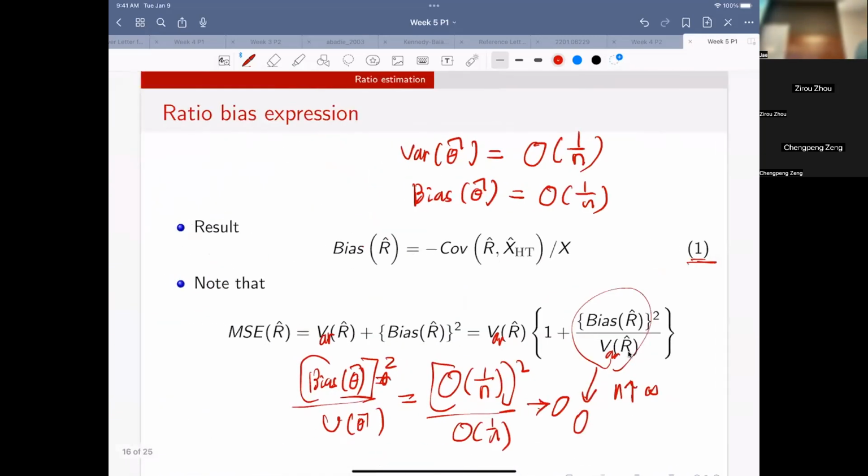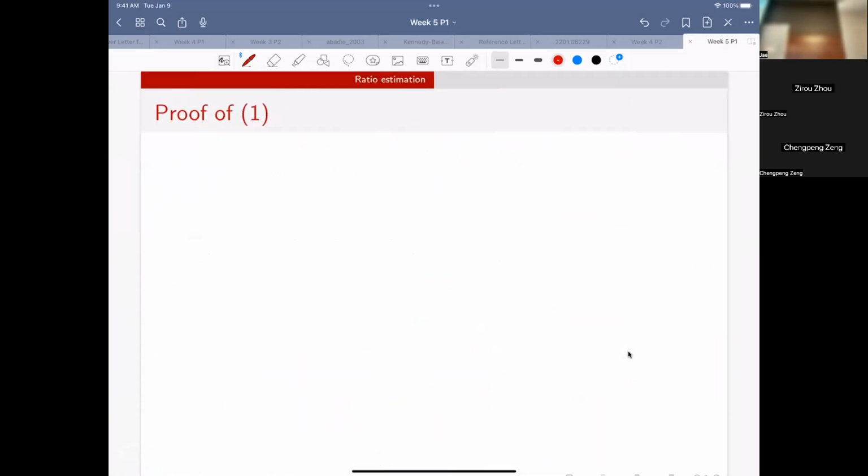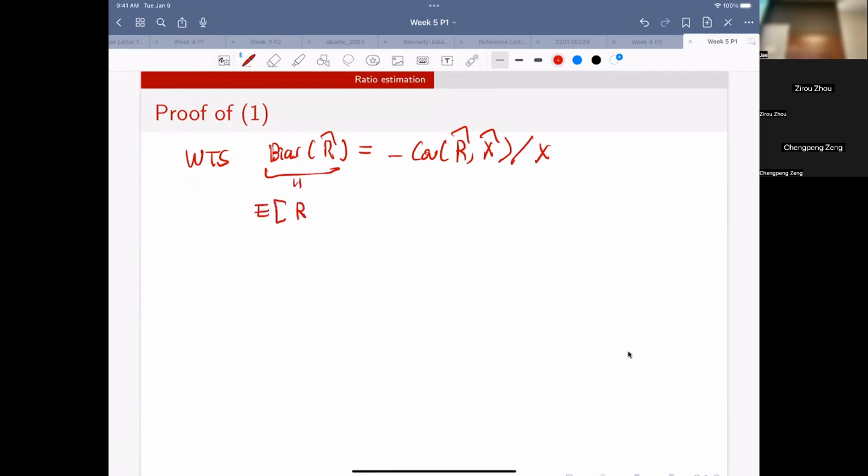Okay, let's try to prove it. We should show that the bias of R hat is equal to minus the covariance of R hat and X hat divided by X. By the way, the bias is the expectation of R hat minus R, which is the expectation of Y hat divided by X hat minus Y divided by X.